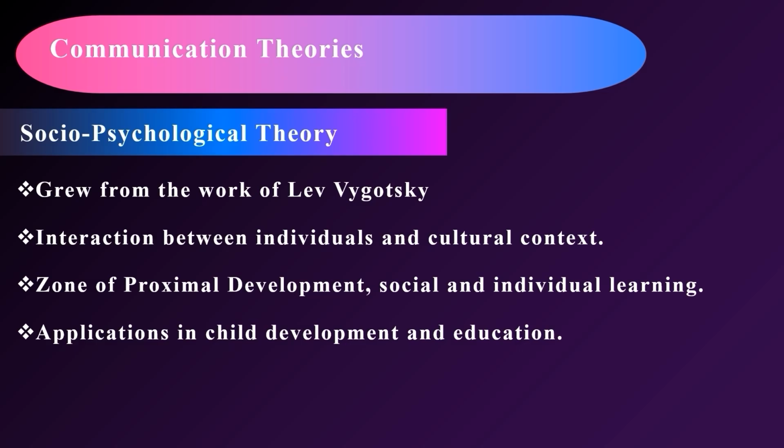According to Vygotsky, every function in the child's cultural development appears twice. First, on the social level and later on the individual level. First, between people, interpsychological, and then inside the child, intrapsychological.